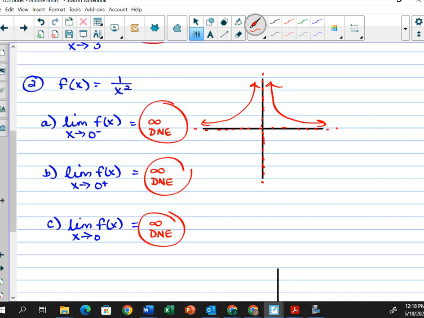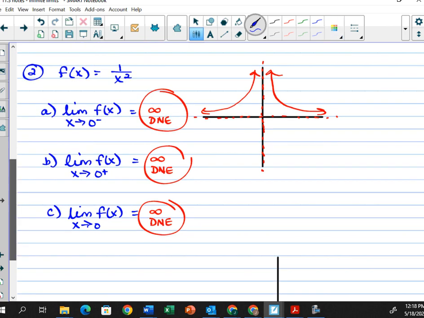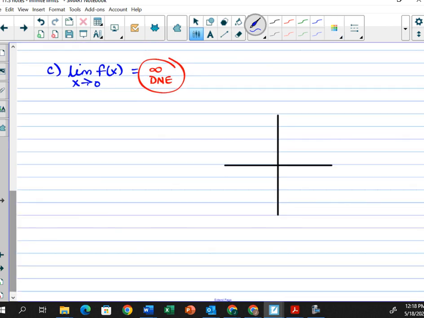Okay. Anybody questions on that one? It's not that scary. All right, last one that you have to make a graph of, okay? Because those are the ones you have to make the graph of.